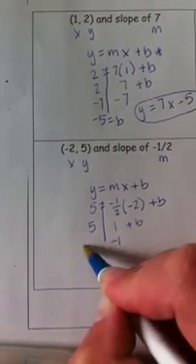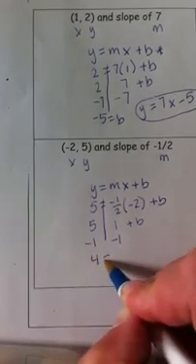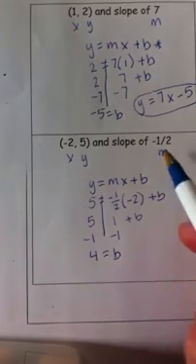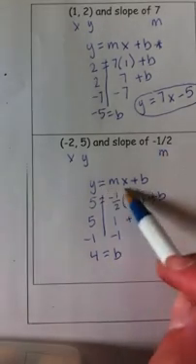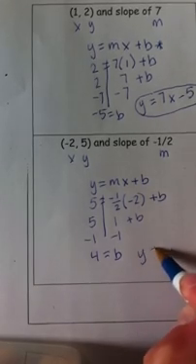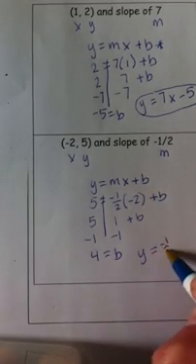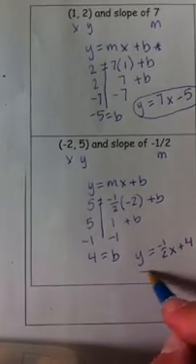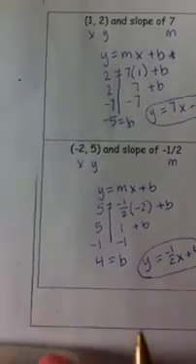So bring over this 1 by subtracting, and we get b equals 4. So again, we have our m, we have our b. We're going to write our equation with the m and the b filled in. So y equals -1/2 x plus 4. And that is it for that one.